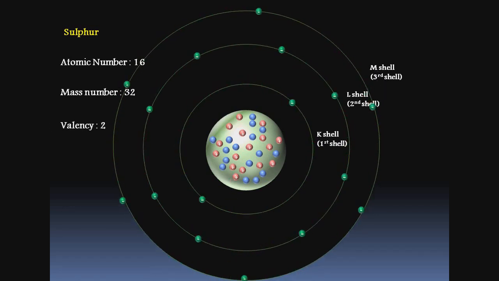6 is greater than 4, hence valency is equal to 8 minus the number of valence electrons. Valency is equal to 8 minus 6. 8 minus 6 is 2. Hence sulfur has a valency of 2.